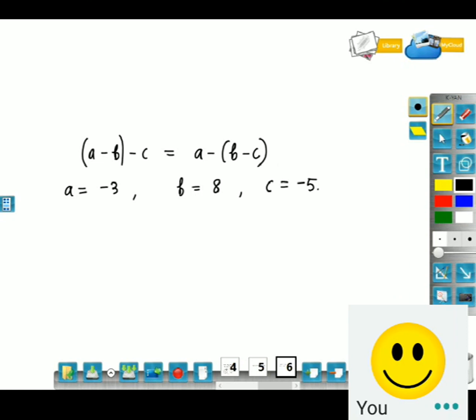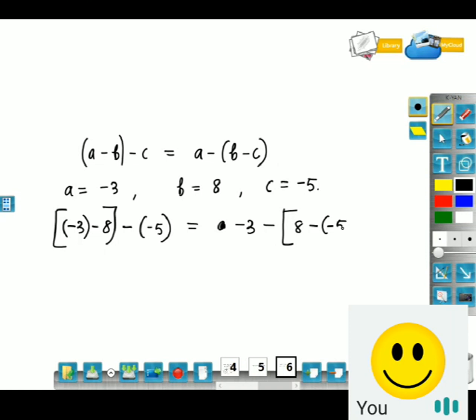Okay. So now we'll solve this property. We'll check whether they are equal or not. Put the values for a, b, c in the given equation. A is given as -3, minus 8 because the value of b is 8. Put the bracket because a and b we have to subtract first, minus the value of c, which is -5. Is it equal to -3 minus (8 minus -5)?